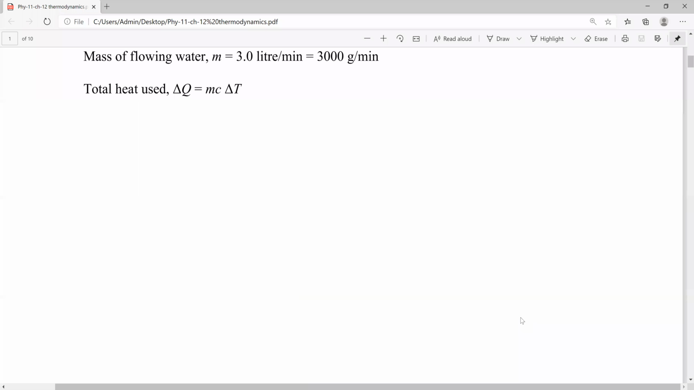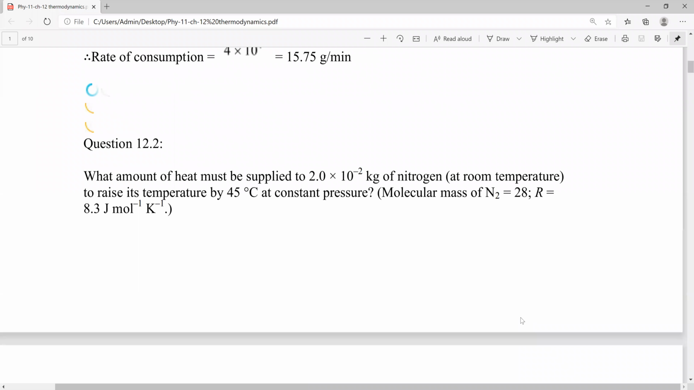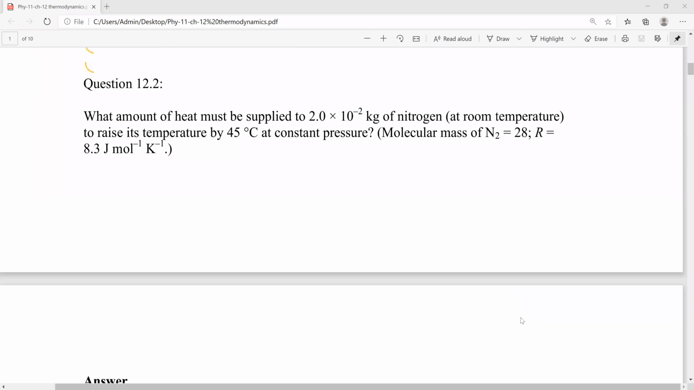So what is the second one? Let us see. The second problem they have given.